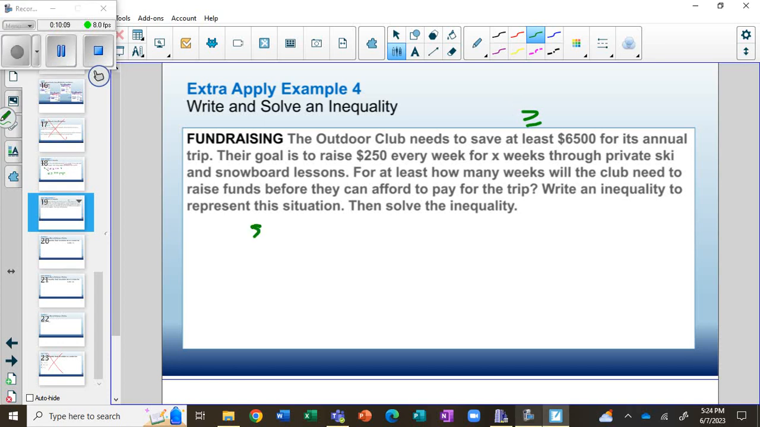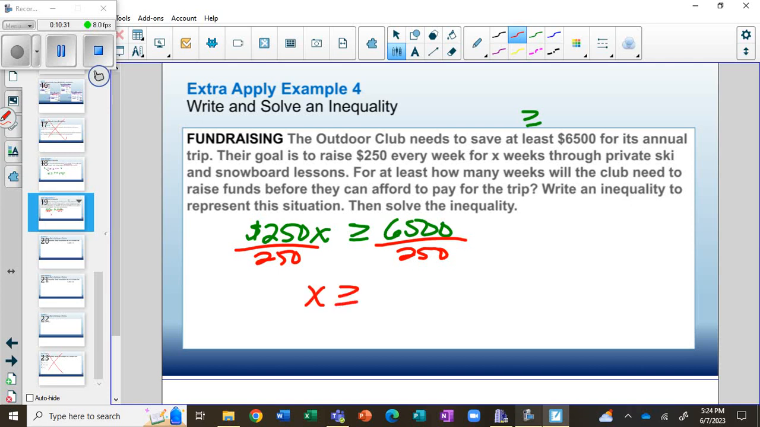So they have to raise $250 per week, which means every week 250. So that's 250 times x has to be at least the $6,500 they need to raise. So that'd be greater than or equal to 6,500. Now to get x by itself, I just divide by 250, and I would have x is greater than or equal to 26 weeks.